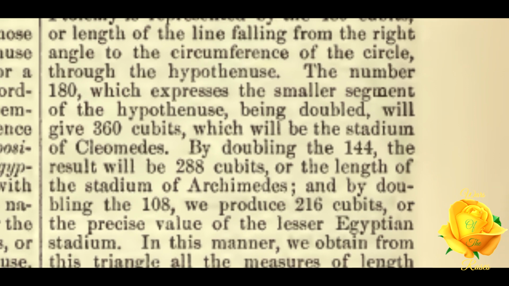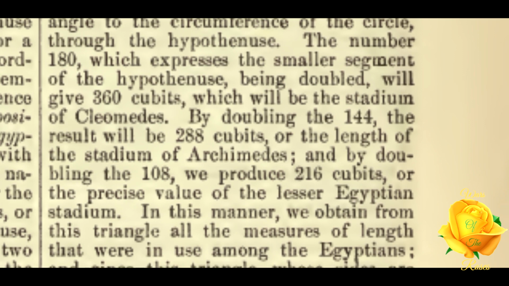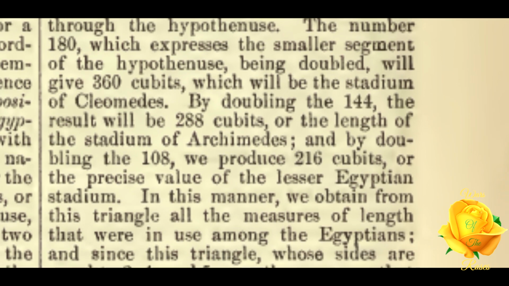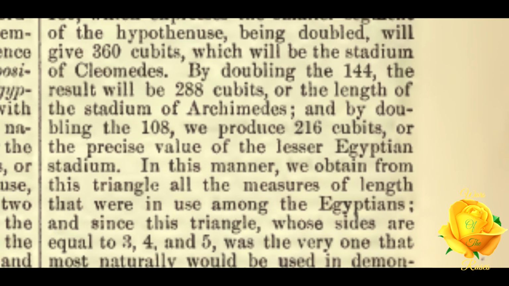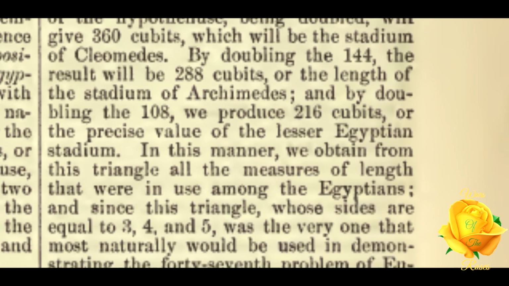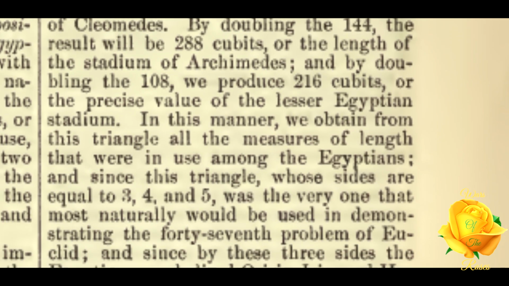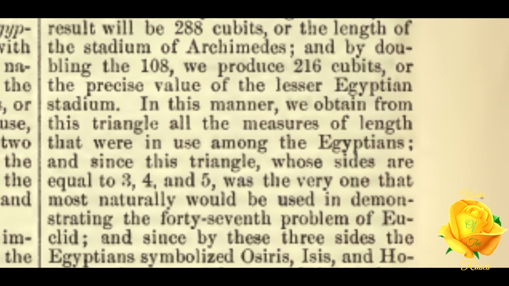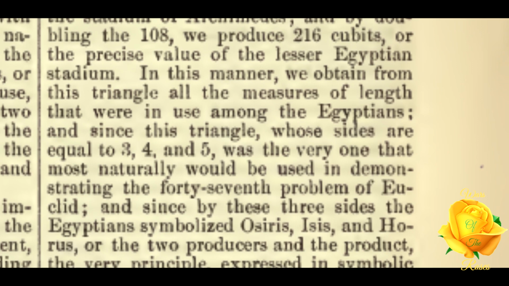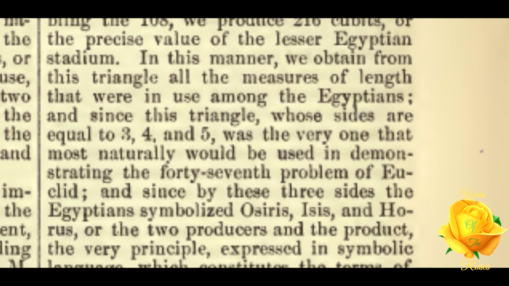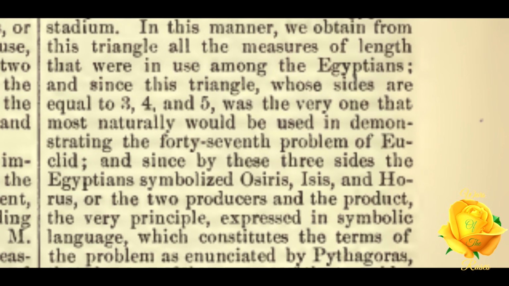The number 180, which expresses the smaller segment of the hypotenuse, being doubled, will give 360 cubits, which will be the stadium of Cleomenes. By doubling the 144, the result will be 288 cubits, or the length of the stadium of Archimedes. And by doubling the 108, we produce 216 cubits, or the precise value of the Lesser Egyptian stadium. In this manner, we obtain from this triangle all the measures of length that were in use among the Egyptians.